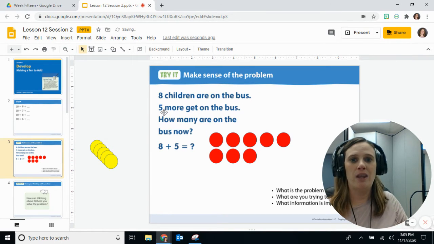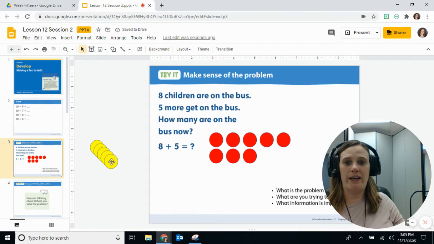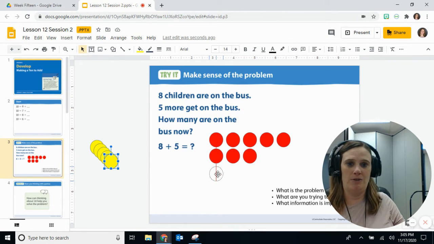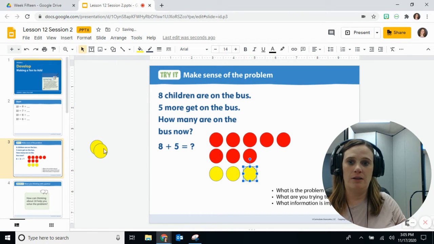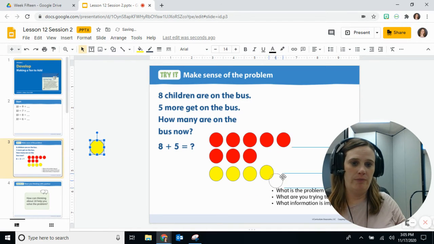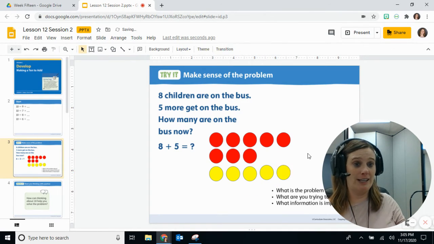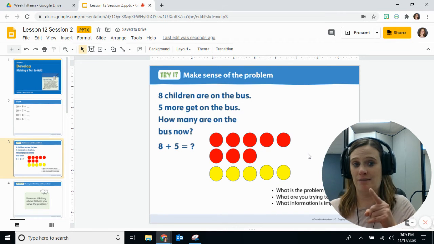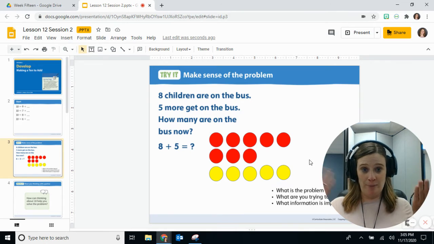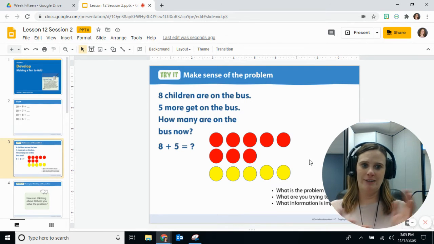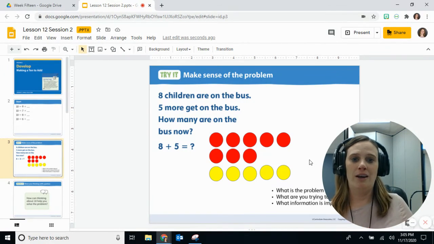Okay, there we go. 5 more get on the bus. So I'm going to put these down here. 1, 2, 3, 4, 5. Now, I did say get on the bus, right? Pay attention to that. They're getting on the bus, not off the bus. Okay, so how many are on the bus now? We can't really tell how full the bus is, can we?